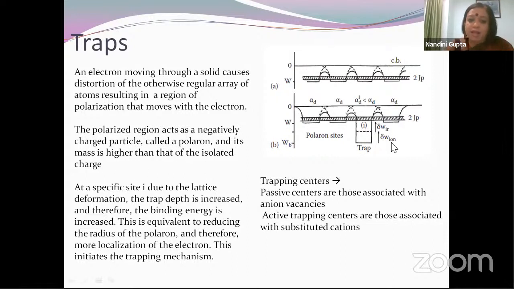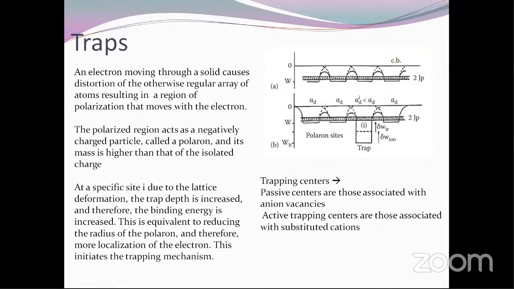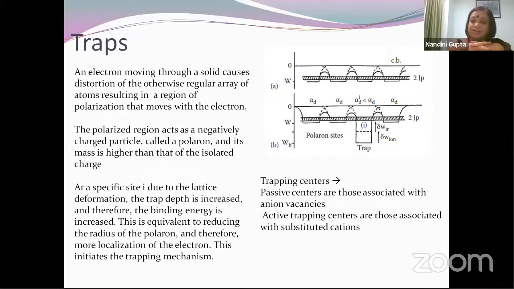That is what I mean, that these kinds of trap levels would be created because of the reduction in the radius of the polarization, and as a result, the trap depth will be increased and the electron will be trapped. And so this is a kind of hint of how these trapping centers might be created, and these trapping centers result in trapping of charged particles. If you have centers which are associated with anion vacancies, we call them passive centers. If these are associated with cations, we call them active trapping centers.